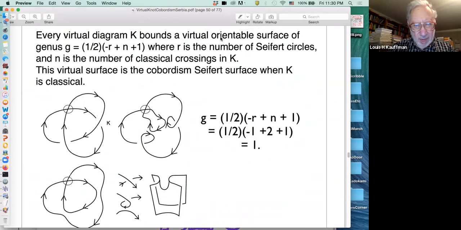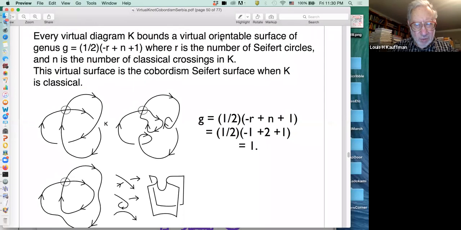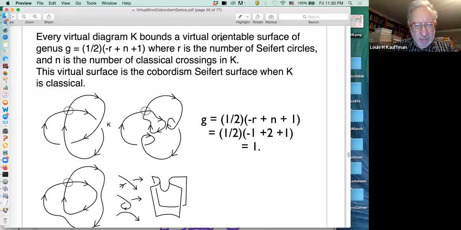This is probably a good place to stop. So I've shown you a lot of examples today, some deductive things, and the basic connection by which we can work on our generalization of the Rasmussen invariant to virtual knots.